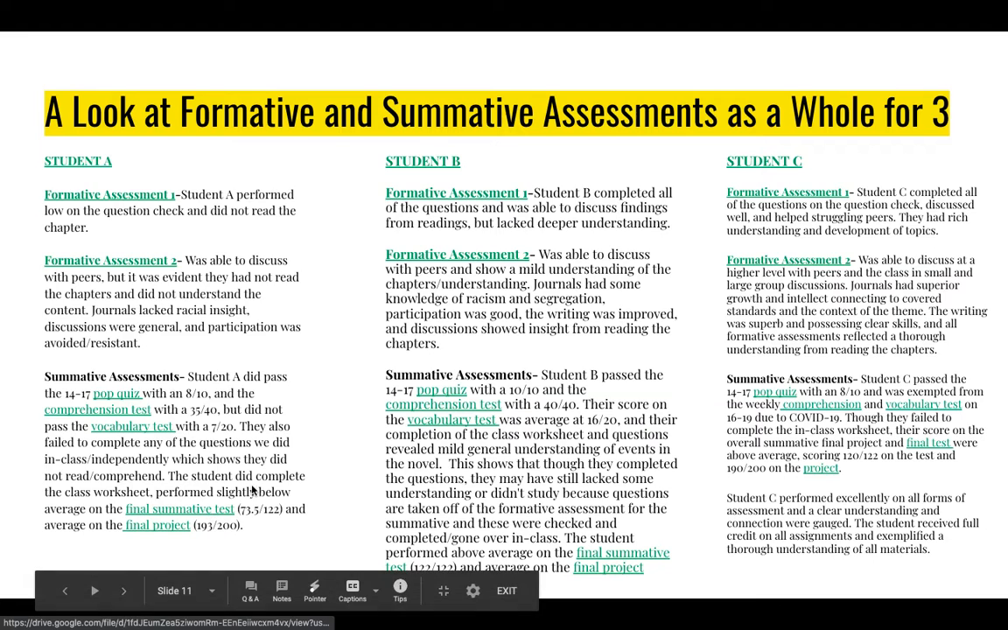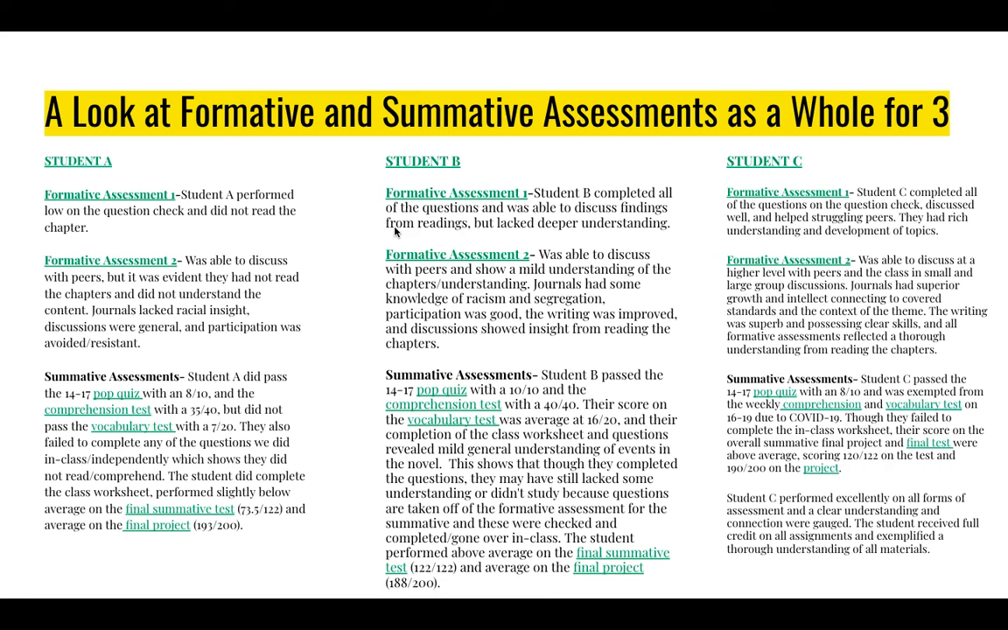They did do the class worksheet in class, the poetry, and an additional worksheet. They got below average on that final summative test, 73 and a half out of 122, whereas on the project, they really pulled it off. They used 193 points. Student B did complete the questions and was able to discuss findings, but they definitely lacked deeper understanding and insight. Formative 2, they were able to discuss with their peers. Their journal had some knowledge of racism, segregation, good participation, and showed some insight and improvement in writing. They did pass their quiz with a 10 out of 10, their comprehension 40 out of 40, and their vocab 16 out of 20, which was pretty average.